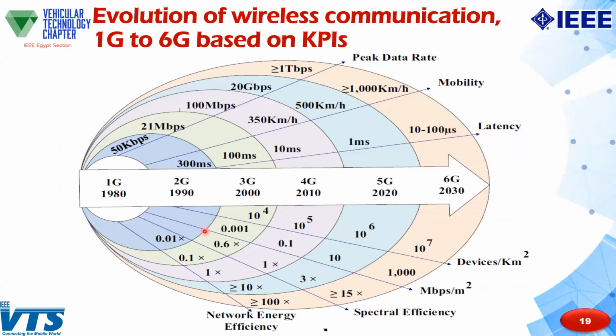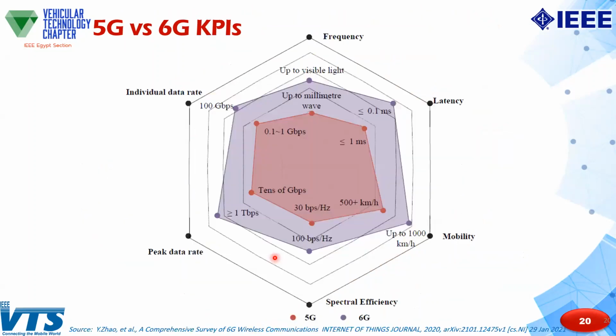Also, from the devices per square kilometer perspective, in third generation we had about 10,000. Now we have 10 million devices per square kilometer. Also, for energy efficiency we have a parameter of maybe 100, and a spectral efficiency up to 15, which was not achieved or maybe not studied in third generation or second generation. First of all, it came alive in the fourth generation in 2010.